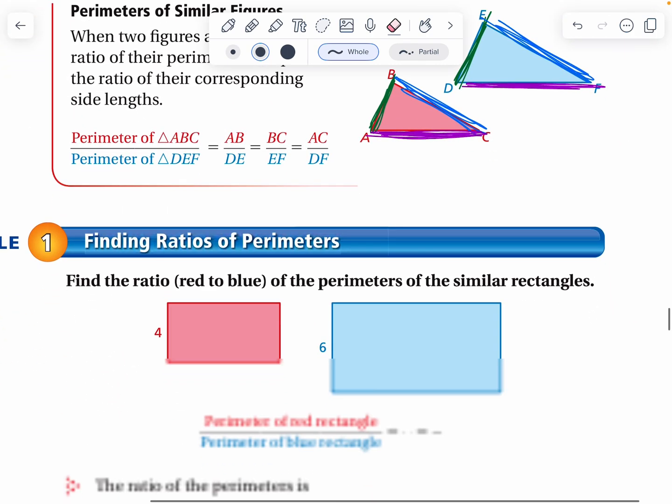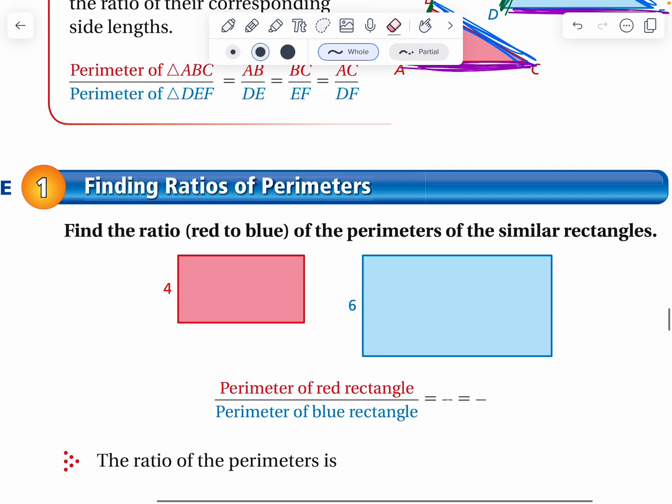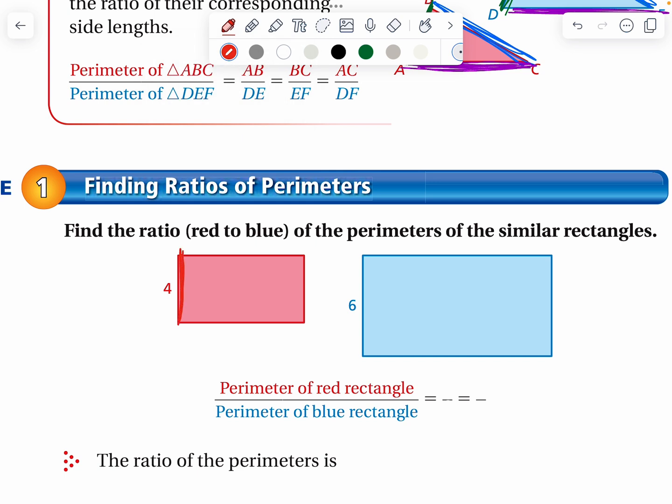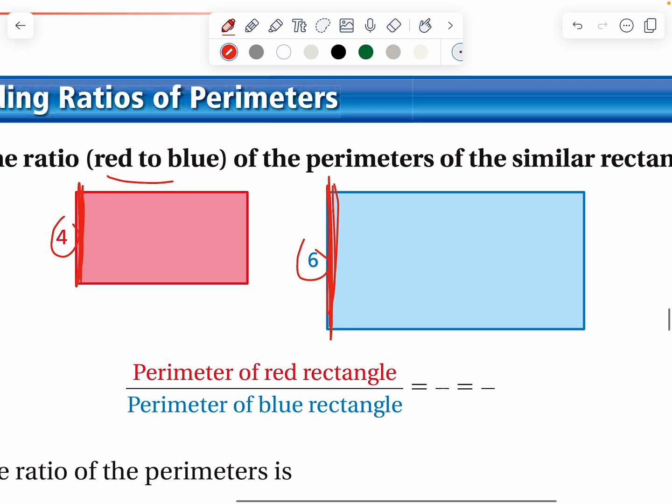All right, let's look at an example. Example 1, finding ratios of perimeters. Find the ratio of red to blue of the perimeters of the similar figures. The red side right here and the red side right here are corresponding sides. This is 4 and this is 6. We're going red to blue, so it's red over blue. That gives me 4 to 6.